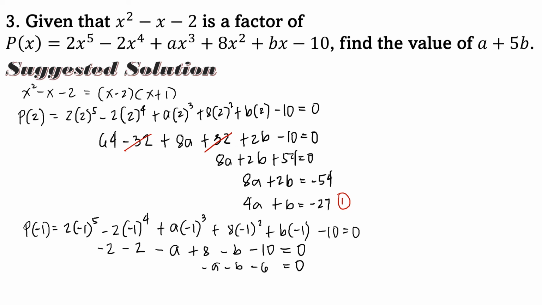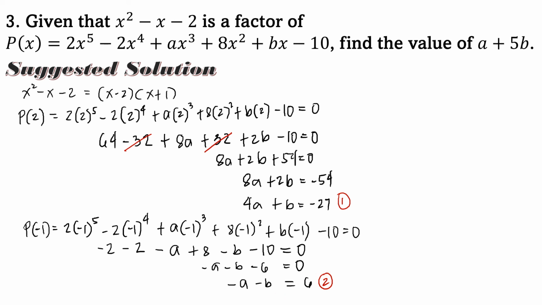Mag-add tayo ng 6 sa both sides ng equation. Meron tayong negative a minus b equals 6. Label natin ito as equation 2. This time, nagkaroon tayo ng dalawang equations: 4a plus b equals negative 27 at negative a minus b equals 6. Gamit tayo ng system of linear equations para makuha natin ang values ng a at b.